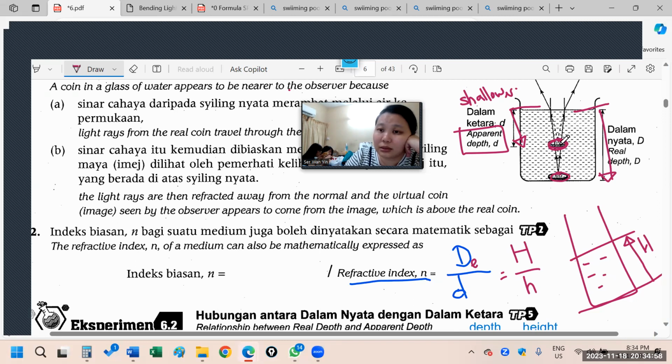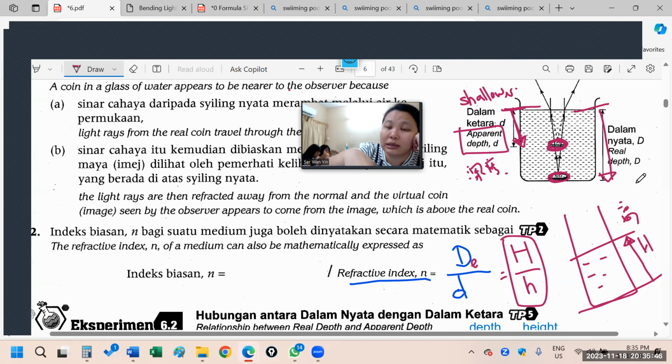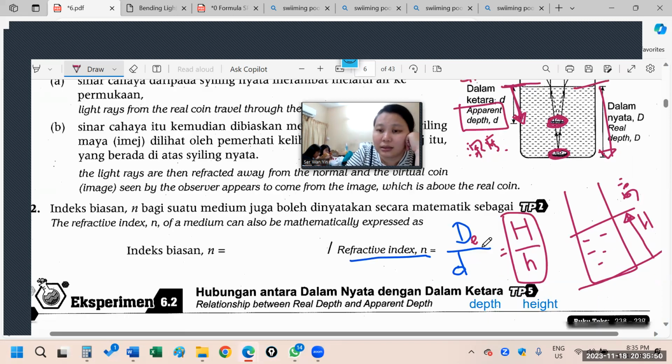Apparent means temporary, what we see appears here. It's something not real, but we see it appears here, so we call it apparent depth. The real depth is from the surface to the bottom of the coin. So now you can understand, we always count from top to the bottom, not bottom to the top. The formula given says height, but actually it's depth. Depth means looking from above downward, height means from below upward.